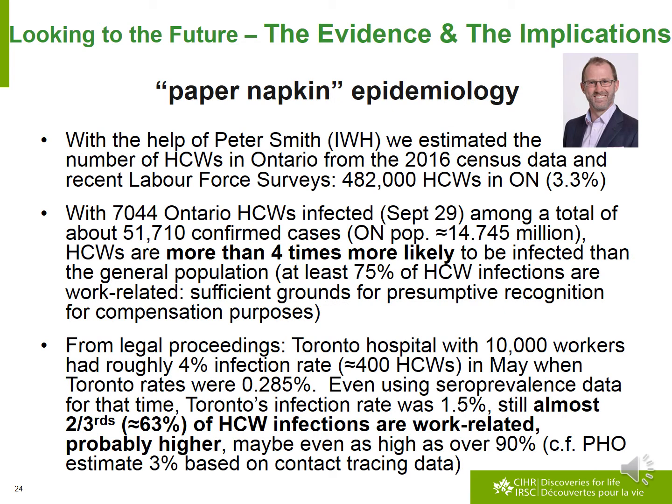With the help of Peter Smith from the Institute of Work and Health, we figured out how many healthcare workers were in Ontario, and based on the publicly available numbers, we calculated that healthcare workers were 4 times more likely to be infected than the general population, which translates into 75% of healthcare worker infections being work-related. And lest you think that it's all due to long-term care facilities, in one Toronto hospital, the infection rate was 4%, which was about 14 times higher than the general rate in Ontario.